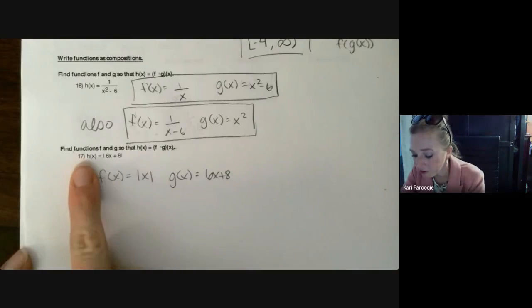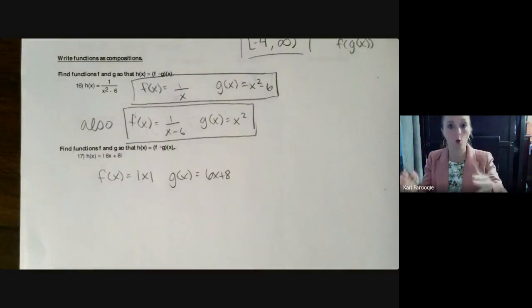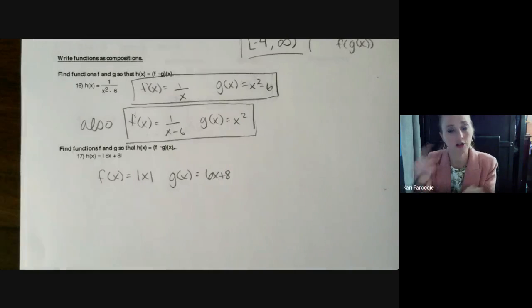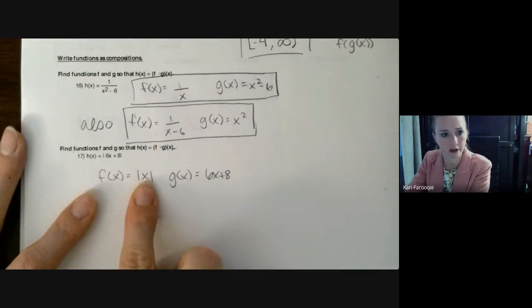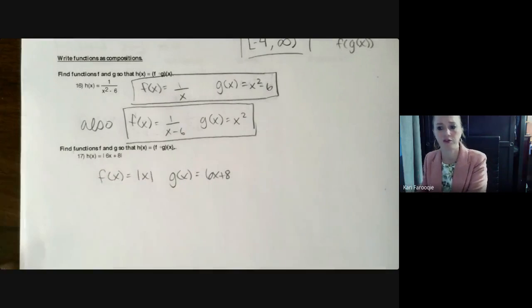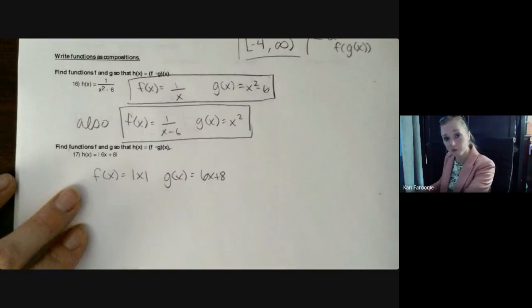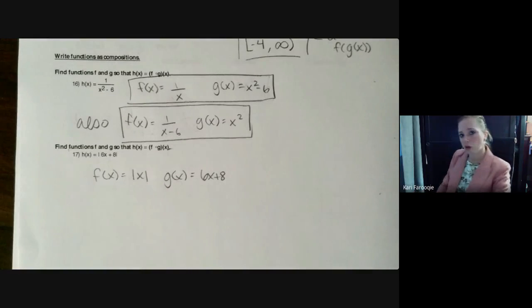Your outside function is just the basic what is happening in this problem, which is, in our case, the absolute value. And the inside function is that more specific piece. So the f of x would be the absolute value of x, g of x would be 6x plus 8. Good. Did anyone have anything different for 17 that you wanted to share? I don't know what else you would do with this one, but students always surprise me. I never know.